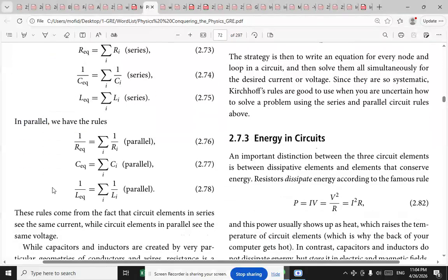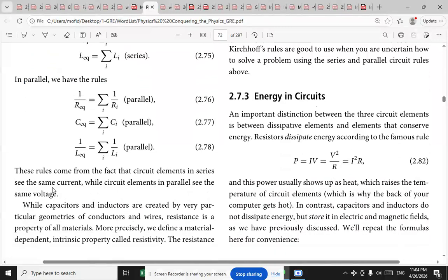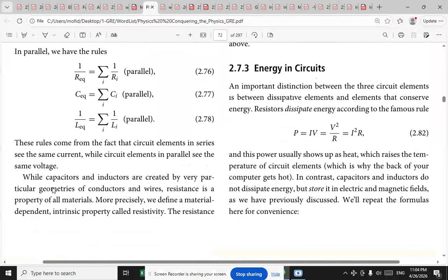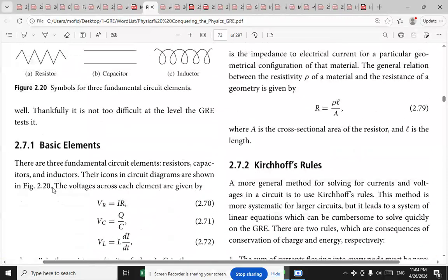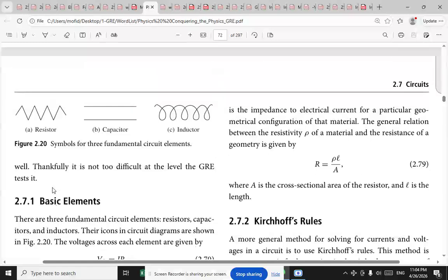These rules come from the fact that circuit elements in series see the same current, while circuit elements in parallel see the same voltage. Capacitors and inductors are created by very particular geometries of conductors, while wire resistance is a property of all materials. More precisely, we define a material-dependent intrinsic property called resistivity. The resistance is the impedance to electrical current for a particular geometrical configuration of a material.